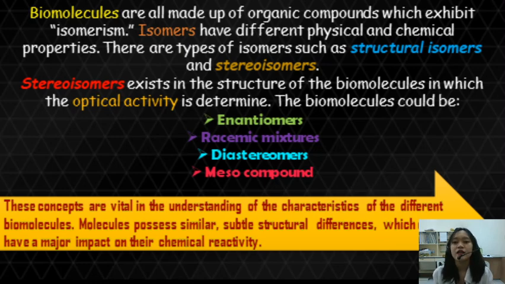So again, stereoisomers are seen in biomolecules with optical activity. Okay, so the biomolecules could be enantiomers. You have enantiomers, racemic mixtures, diastereomers, and meso compounds. Those are the four types in stereoisomerism: enantiomers, racemic mixtures, diastereomers, and meso compounds.